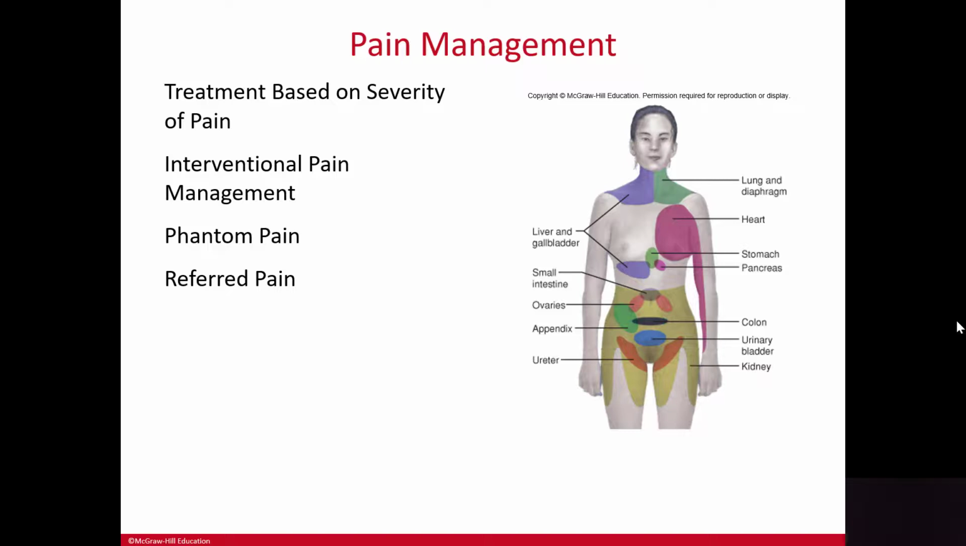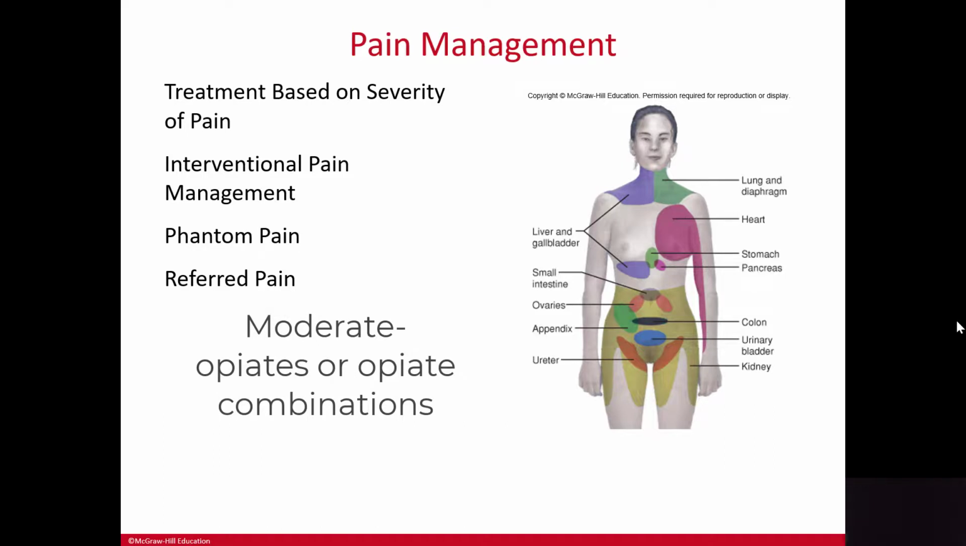Medication is the cornerstone of pain management. There are 3 levels of pain severity: mild, moderate, and severe, and treatment can be based on the 3 levels. Mild pain can be treated with analgesics like NSAIDs, which are non-steroidal anti-inflammatory drugs. Moderate pain can be treated with opiates or opiate combinations like Percocet and Vicodin.